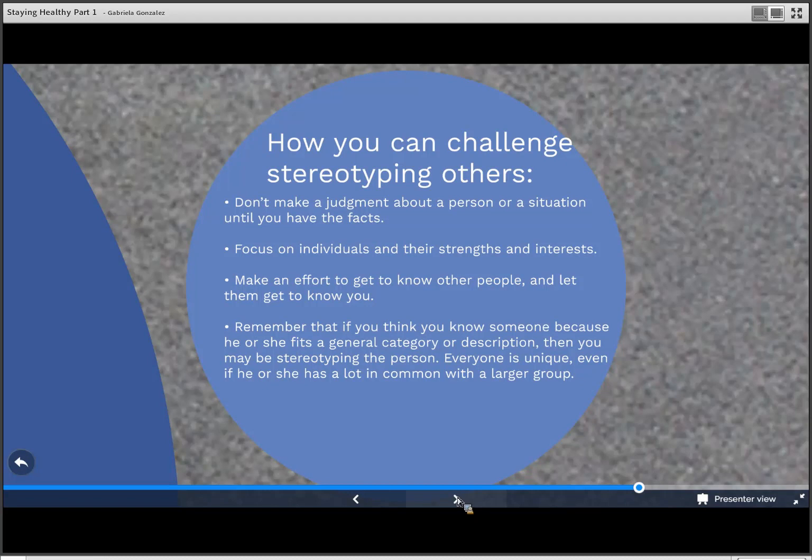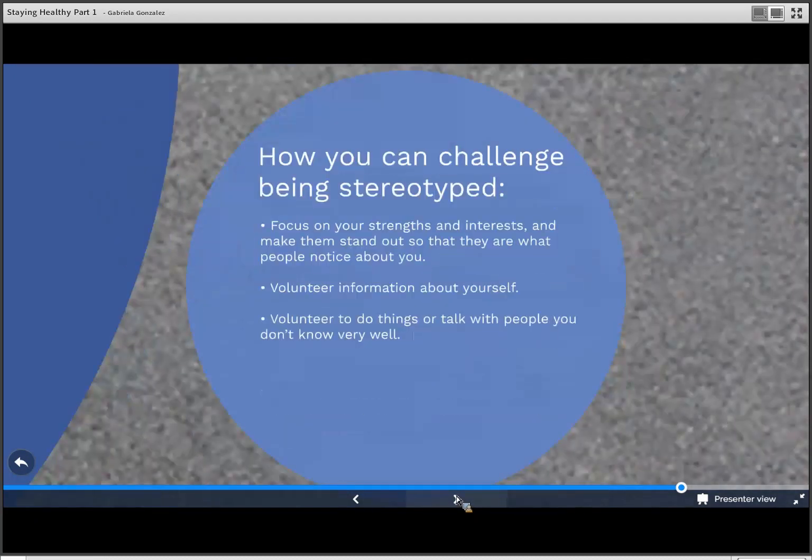Everyone is unique. Even if he or she has a lot in common with the larger group, they are still an individual. So for many people that have found themselves treated differently based on others stereotyping them, I invite you to think of ways that you can challenge these assumptions. And here are some suggestions that can get you started, but if you want to share some additional ones down in the comments, you are more than welcome to do so.